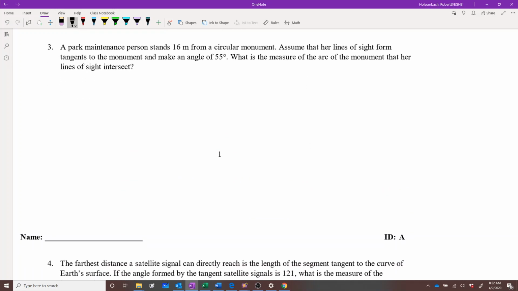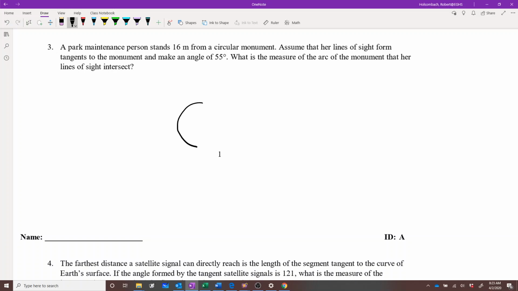Alright, we've got a park maintenance person that stands 16 meters from a circular monument. Assume that her lines of sight form tangents to the monument and make an angle of 55 degrees. What is the measure of the arc of the monument that her lines of sight intersect? So we got to draw a picture here.